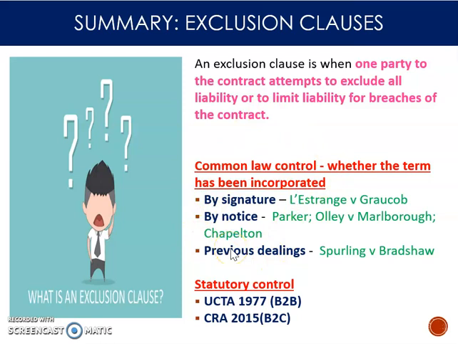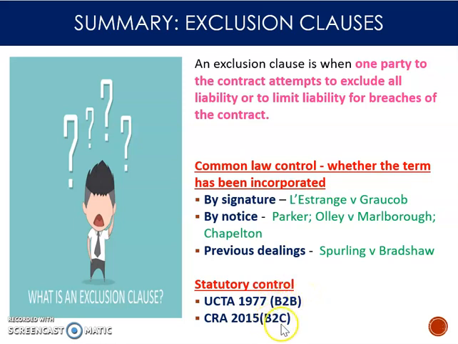If we think it has been incorporated, it might still be held to be invalid using the statutory controls of exclusion clauses. So UCTA stands for the Unfair Contract Terms Act 1977, and this applies to B2B contracts, meaning businesses to businesses. So Liam has a business. If his business contracts with Worcester Bosch Boilers to buy some boilers to install for customers, that's a B2B contract, a business to another business.